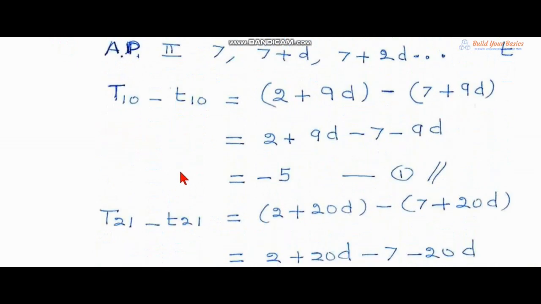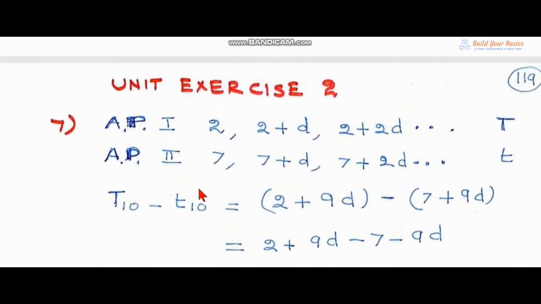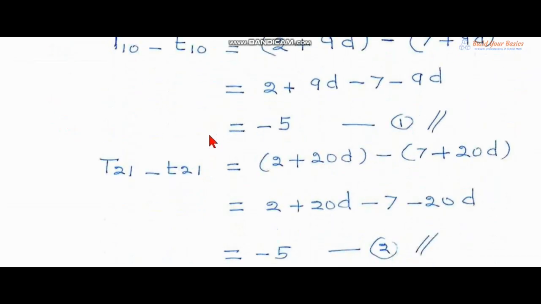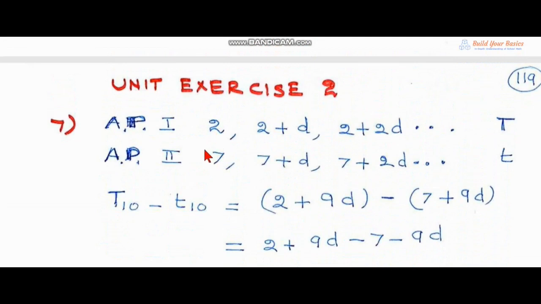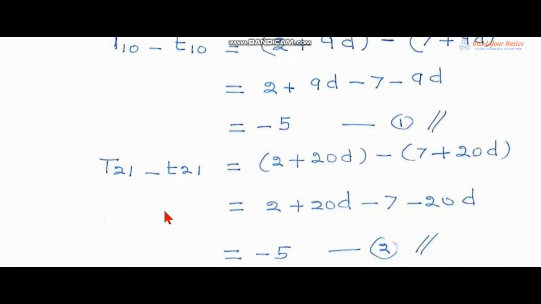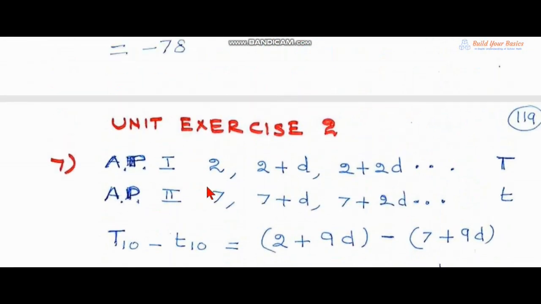Not only that, the difference between any two corresponding terms: 7 minus 2 or 2 minus 7. Because we are finding capital T minus small t, we have to subtract this way. Here capital T minus small t, here capital T minus small t, here also we should do that way. 2 minus 7, that is minus 5.